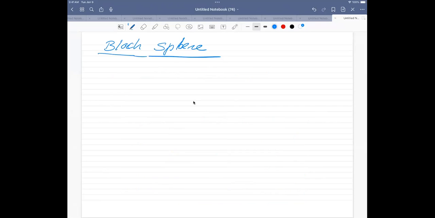Okay, so the thing which I wanted to briefly illustrate, because I know that many of you have seen these things before, is to make an attempt at drawing a sphere.